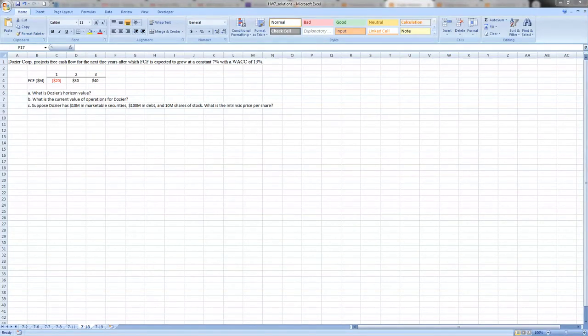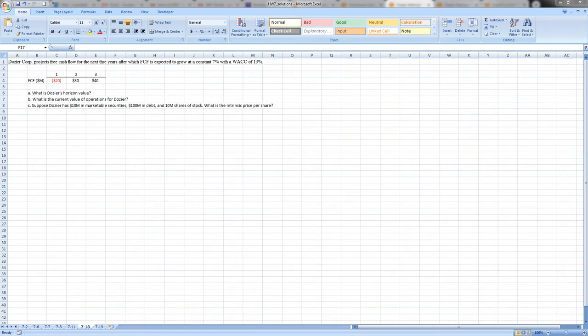Dozier Corp projects free cash flows for the next 3 years, after which the free cash flow is expected to grow at a constant rate of 7% with a WACC of 13%. So in this question, we want to find out what is the horizon value at year 3. What is the current value of operations for Dozier?